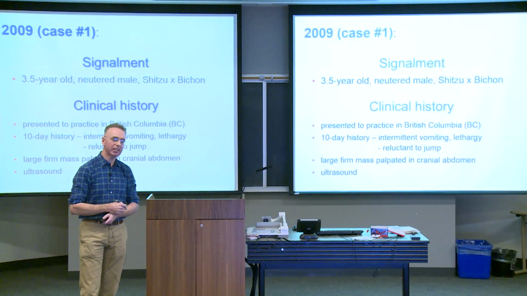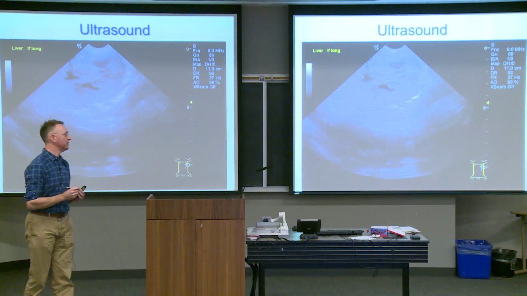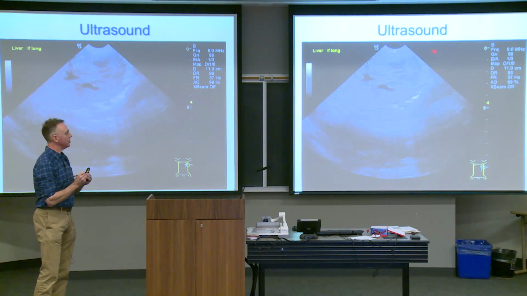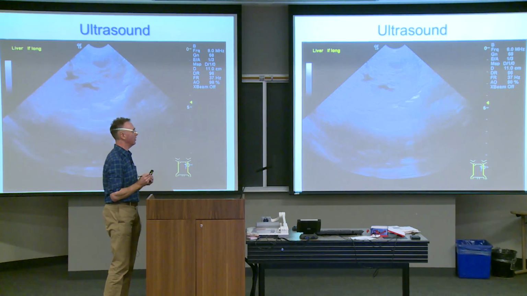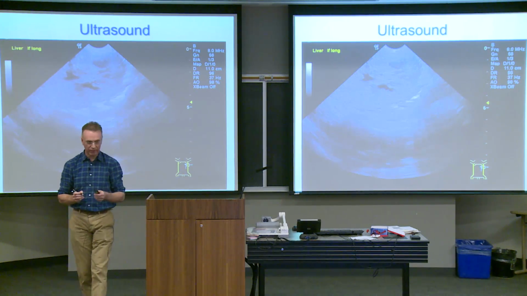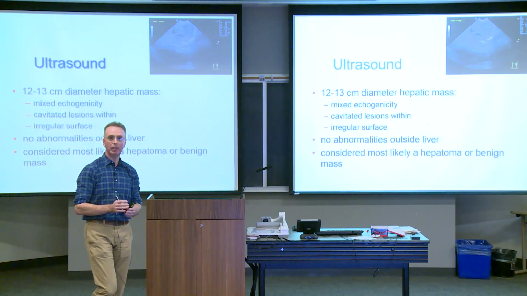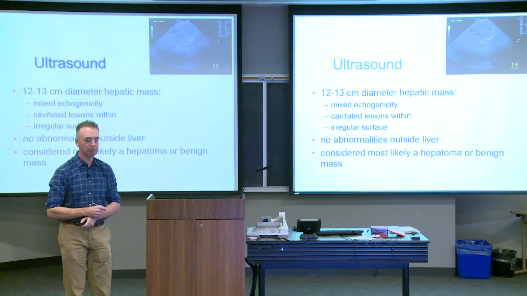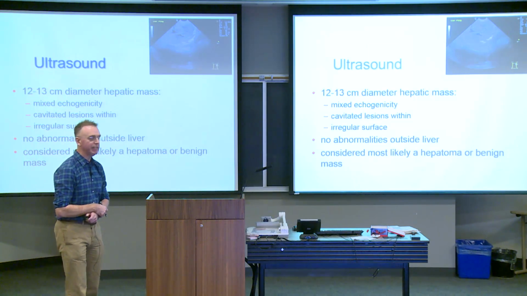The vet carried out a physical exam and palpated what clearly was a substantive lesion in the cranial aspect of the abdomen. He carried out ultrasound on this particular dog, and one thing particularly to note is the appearance of the liver, which is shown here. There's a number of odd features, unusual features. It's got an irregular surface, there's mixed echogenicity, and there's cavitated lesions within. In total, it appeared the lesion was anywhere up to about 13 centimeters diameter. He couldn't find any abnormalities elsewhere in the abdomen, and at that point thought, well, this is most likely some type of likely benign neoplasia.